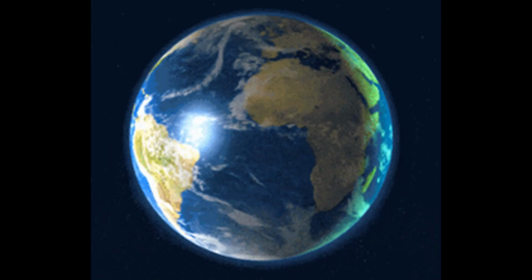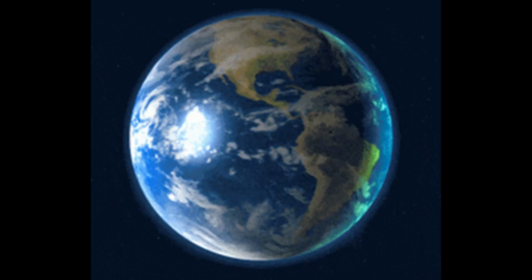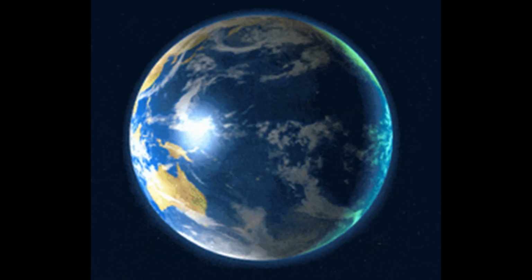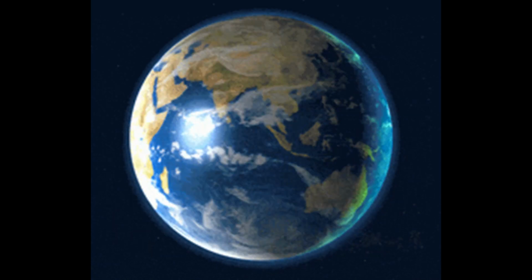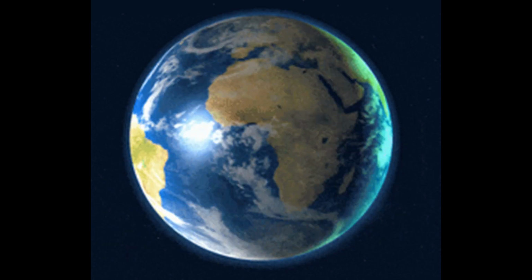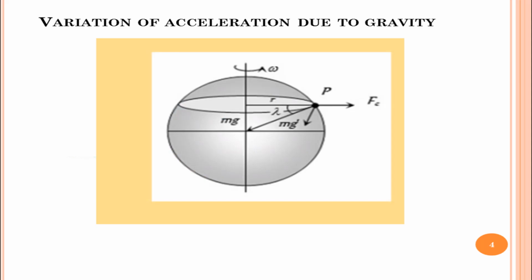Along with this, the earth spins about its own axis with an angular velocity omega. Due to the spinning action of the earth, the body experiences a centrifugal force outwards, due to which the gravitational force of attraction towards the earth gets compensated by a small value. Hence, gravity decreases.